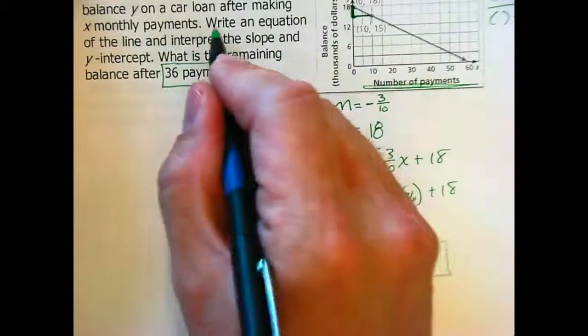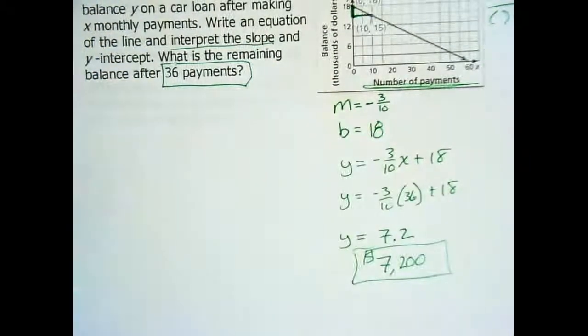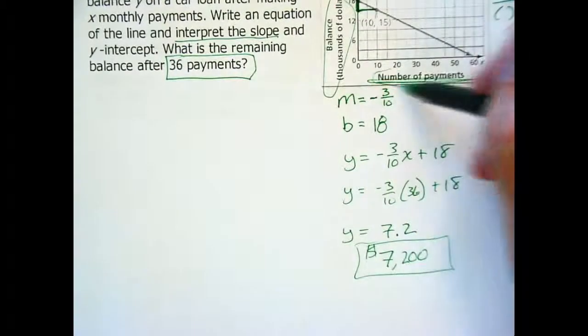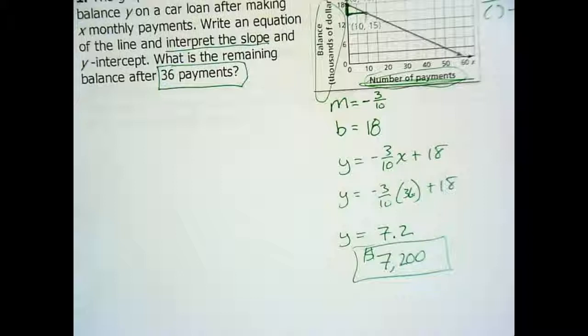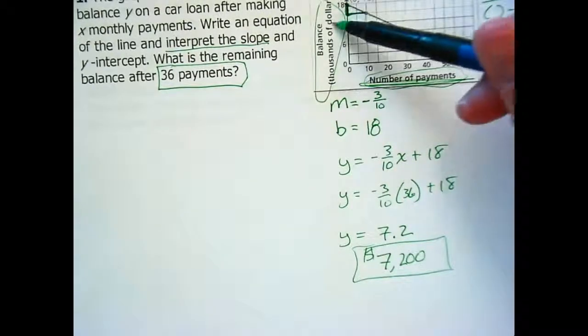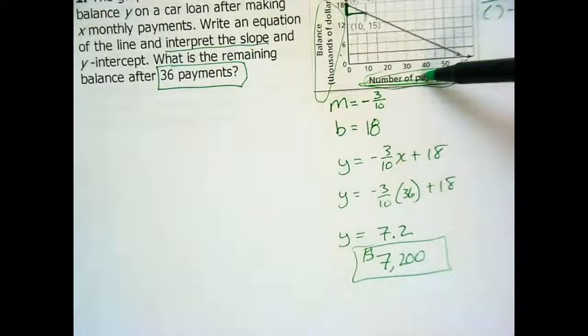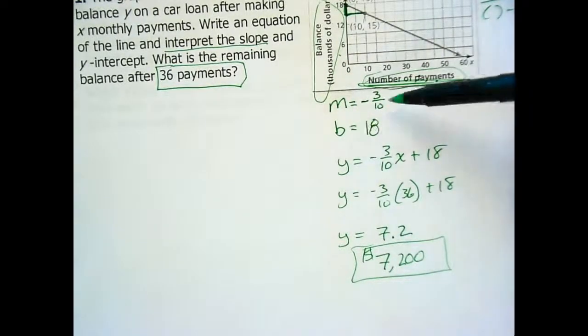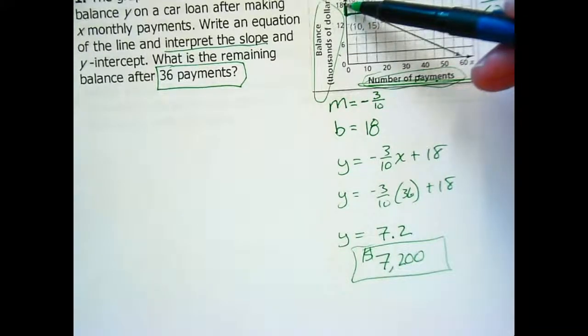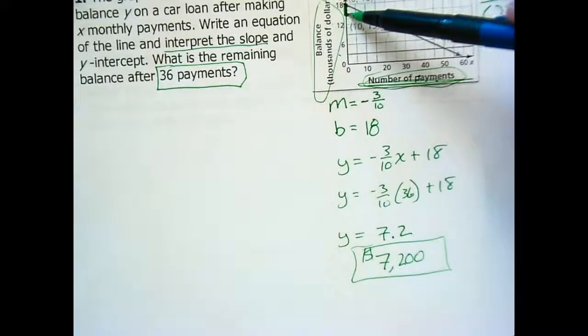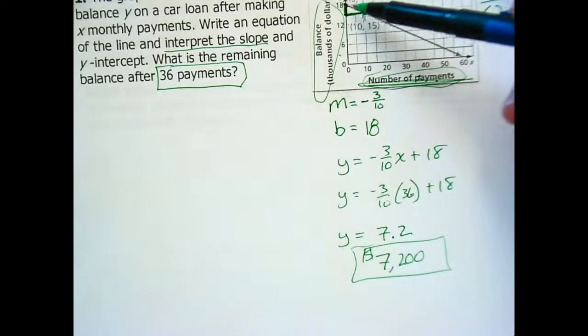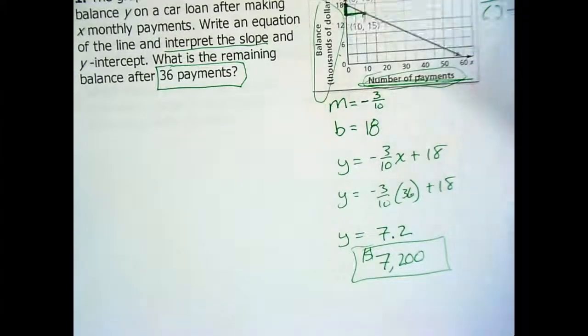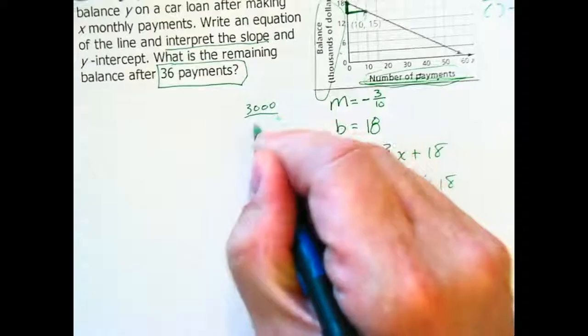Let's interpret this here. Interpret the slope. What does slope mean in this one? Look at your labels. Y over x. What is my slope telling me? The balance over payments, right? So, what does 3 mean? I'm decreasing 3,000 for every 10 payments, which means how much am I paying a month? If it's 3,000 for every 10 payments, what's my payment?